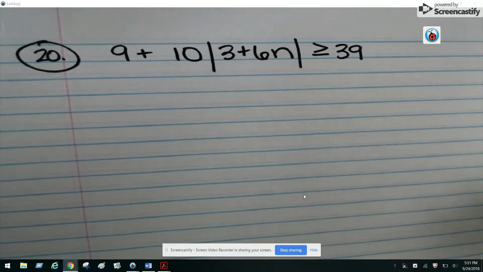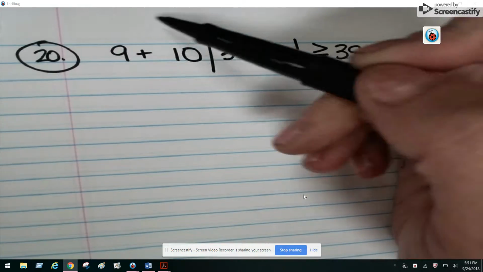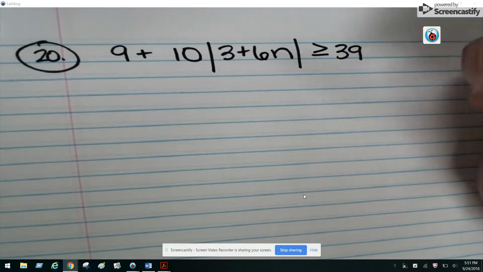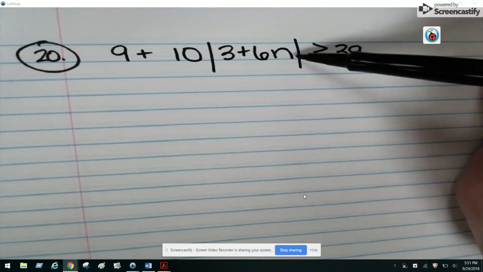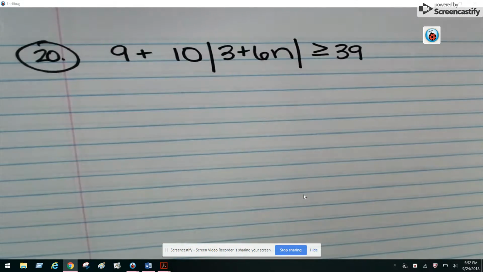A common thing I see, where people make mistakes here, is that if you got this wrong, you might have added 9 plus 10 together to get 19. We can't do that. This 10 is essentially being multiplied by what's inside of here. We can't just add on a 9. We're completely changing the problem.